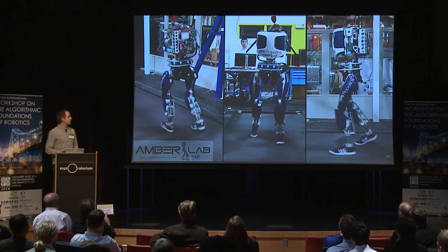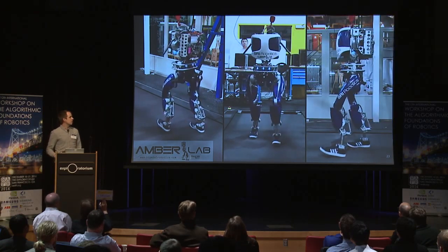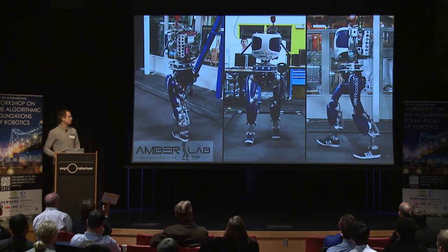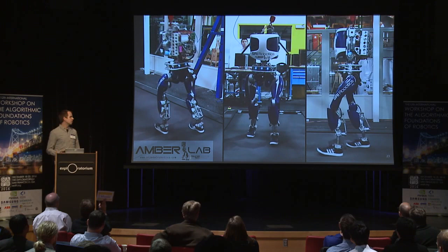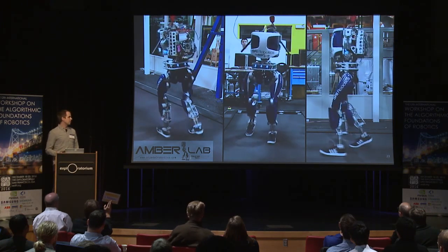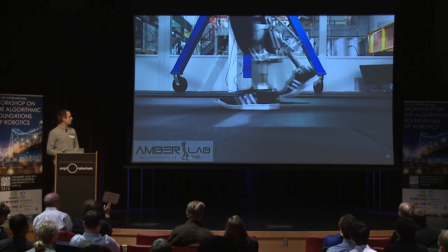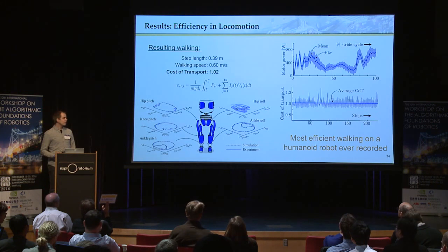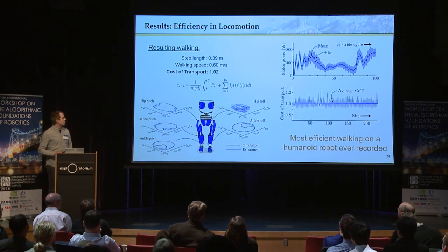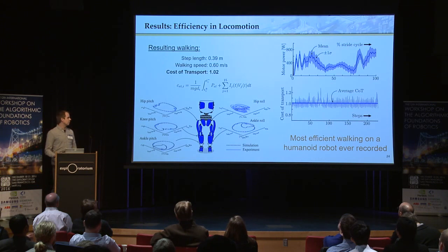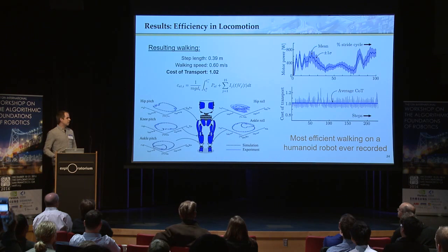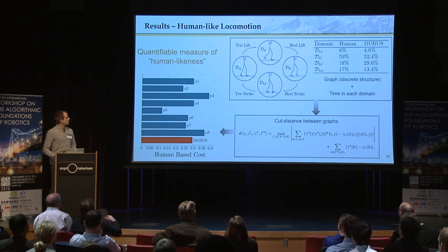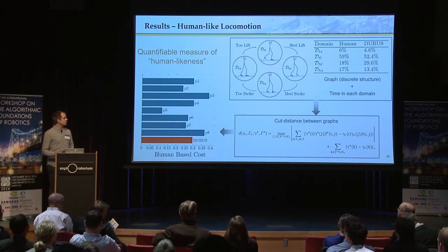There was a significant amount of compliance in this robot. We're just correcting for that by assuming linear compliance in the hips, which is very similar to what I believe IHMC cited as using on the Atlas robot, and I believe others have used it as well. So the resulting walking was very efficient. We had a cost of transport of 1.02, which was over 30% more efficient than our flat-footed walking we had achieved in the past on the same robot. And as far as we've found, it's the most efficient walking that's been cited on a humanoid robot. We also had some quantifiable measure of human likeness.